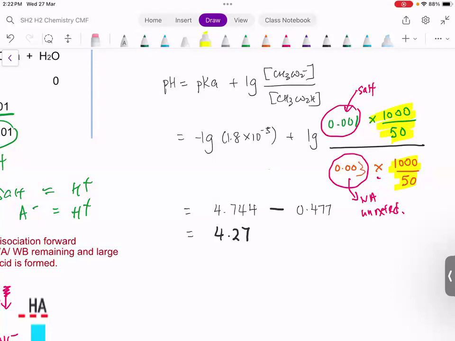To convert to concentration. Yeah, so basically the purpose here is to convert to concentration. And this concentration here is in a new total volume of 50. Yeah, so you are adding two solutions together and these two solutions undergo a reaction. So the total volume now is 50. So the salt is formed in a total of 50. The weak acid left is also in a total of 50.